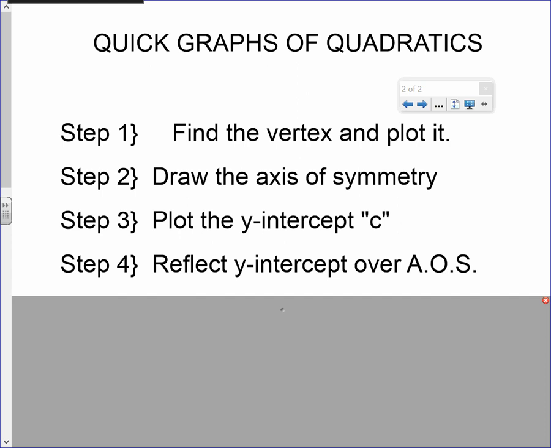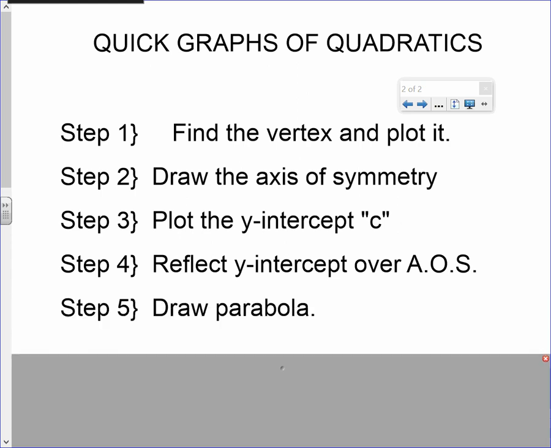These steps go quick. You'll see what I mean when I give you one example. I'm only going to give you one example today. I'm going to model these 5 steps, actually. Remember, AOS stands for axis of symmetry. We went over that last Thursday. And the 5th step and final one, draw the parabola. Five steps.